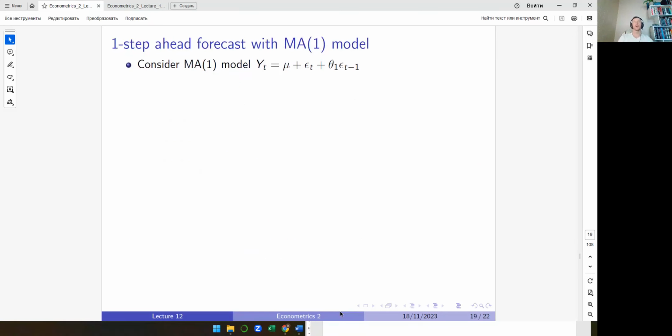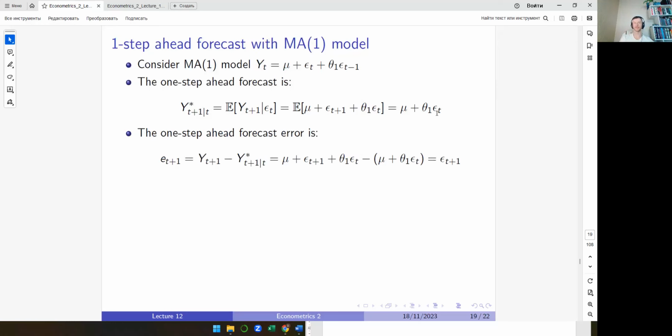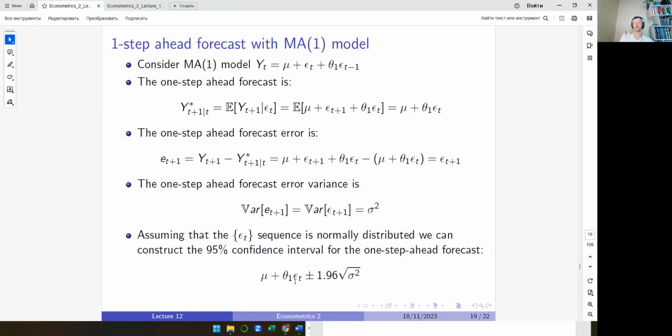Now, how do we do forecasts with MA models? MA models are less interesting for building forecasts. So the one-step ahead forecast for yt plus 1 is going to be mu plus theta 1 epsilon t. Epsilon t must be computed from the past. We need to go back one step, produce a forecast for today, and measure the difference between the forecast and the actual observation. This is epsilon t, which is unobserved, but can be estimated with the method I explained. So the one-step ahead forecast error coincides with epsilon t plus 1, the same as for the AR1 model. Variance is going to be sigma squared, and the confidence interval would be computed similarly to the AR1 model.